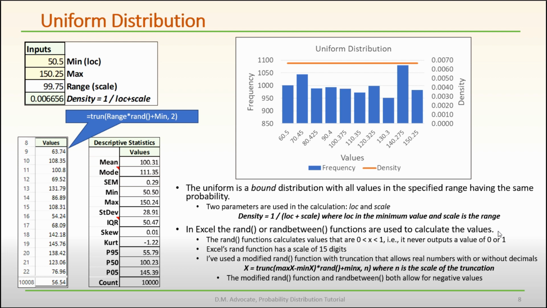So I've used a modified random value generator, which is the truncation of the max x minus the min x times the rand plus the minimum, and then n, where n is the scale of the truncation. The modified rand function and rand between both allow for negative values. The output that you get in the Excel spreadsheet looks like this. So now let's take a look at the Excel spreadsheet.